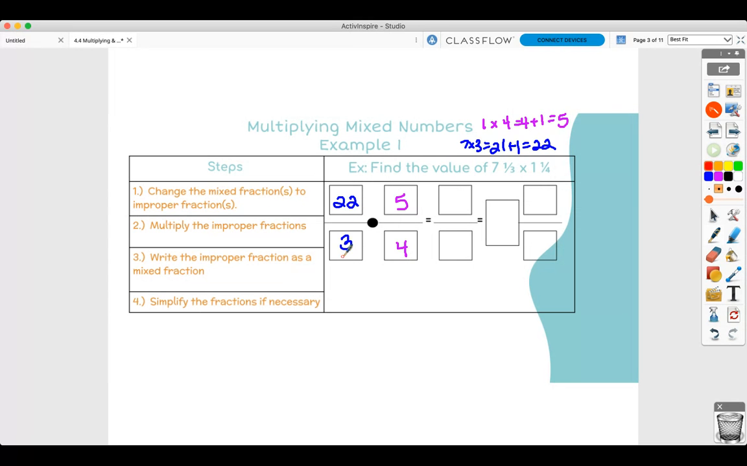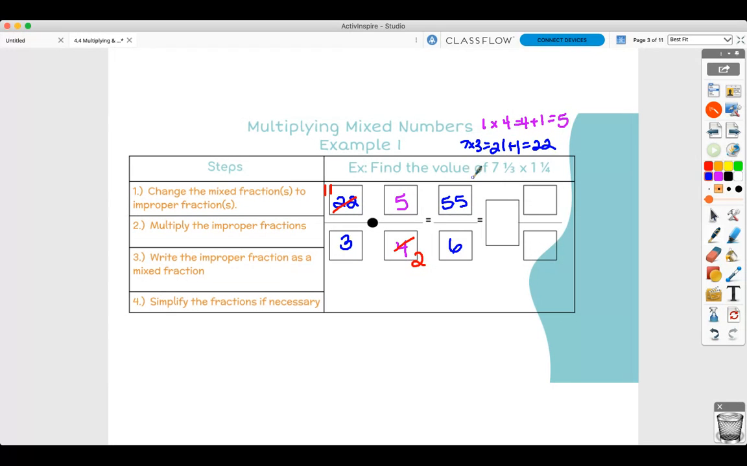So when you do 3 and 5, there's no common factor other than 1. So you don't simplify there. 22 and 4, on the other hand, have a common factor of 2. So we divide both numbers by 2. And your new numbers are going to be 11, because 22 divided by 2 is 11, and 4 divided by 2 is 2. Okay? And now you multiply the numerators together. 11 times 5 is 55. 3 times 2 is 6.